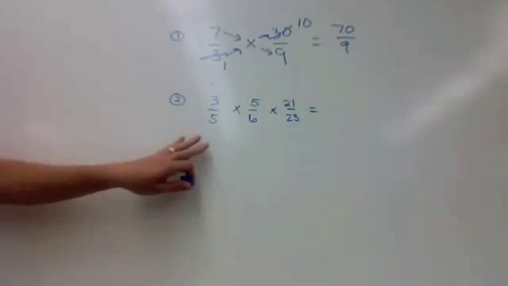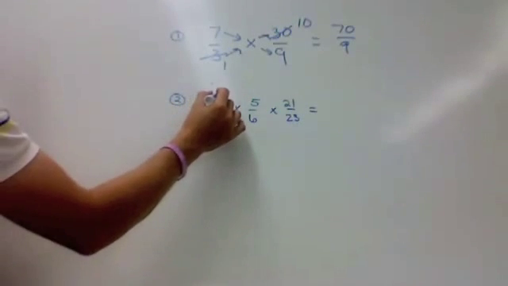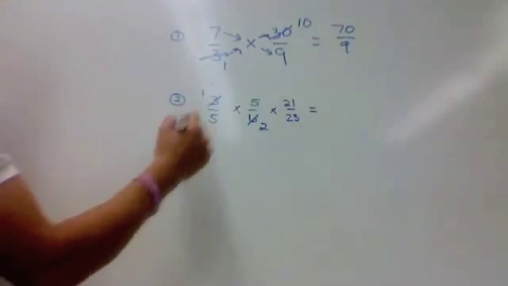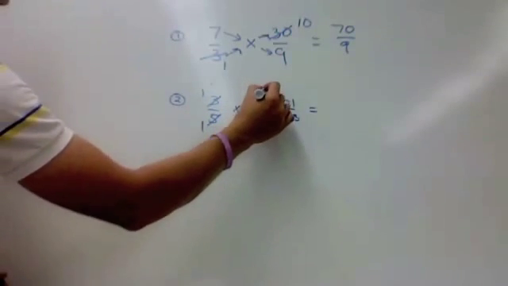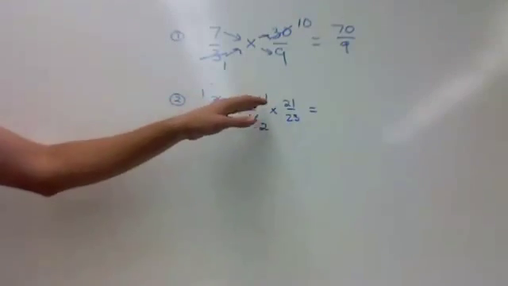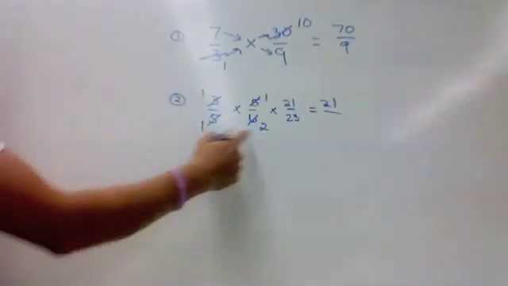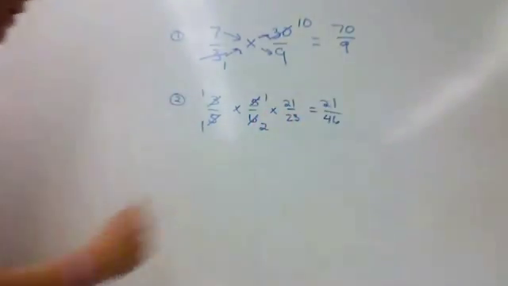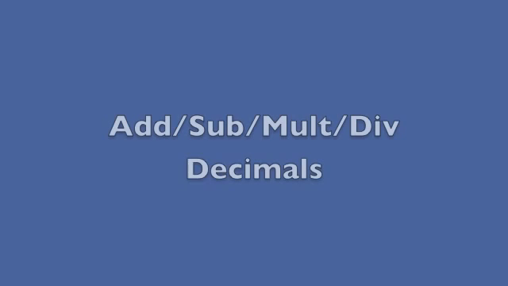Look here, we have a 3 fraction problem. We see that 3 can cancel out and become a 1, and 3 can go into 6 2 times. The 5s can cancel out, so 5 goes into 5 one time, 5 goes into 5 one time. Now we just multiply across. 1 times 1 is 1, 1 times 21 is 21, 1 times 2 is 2, 2 times 23 is 46, and we get a final answer of 21/46.